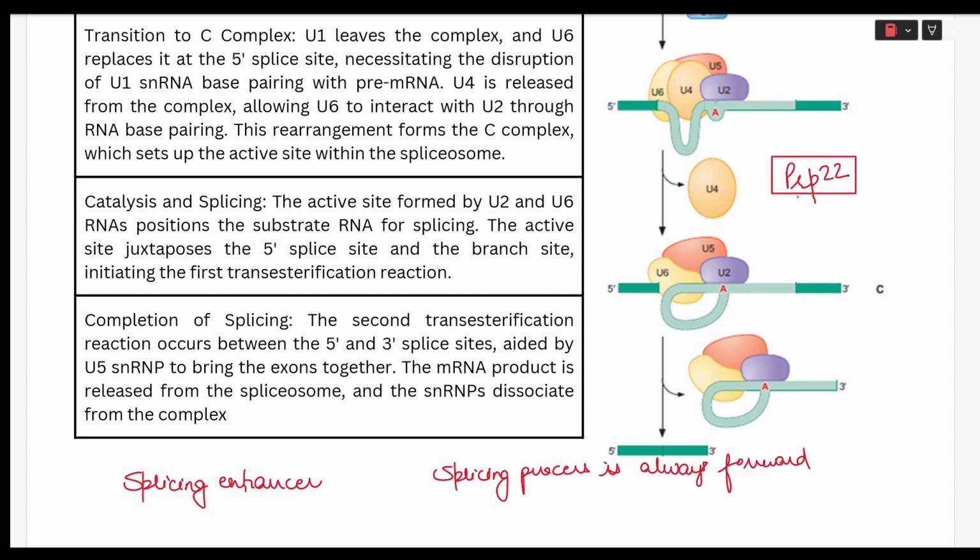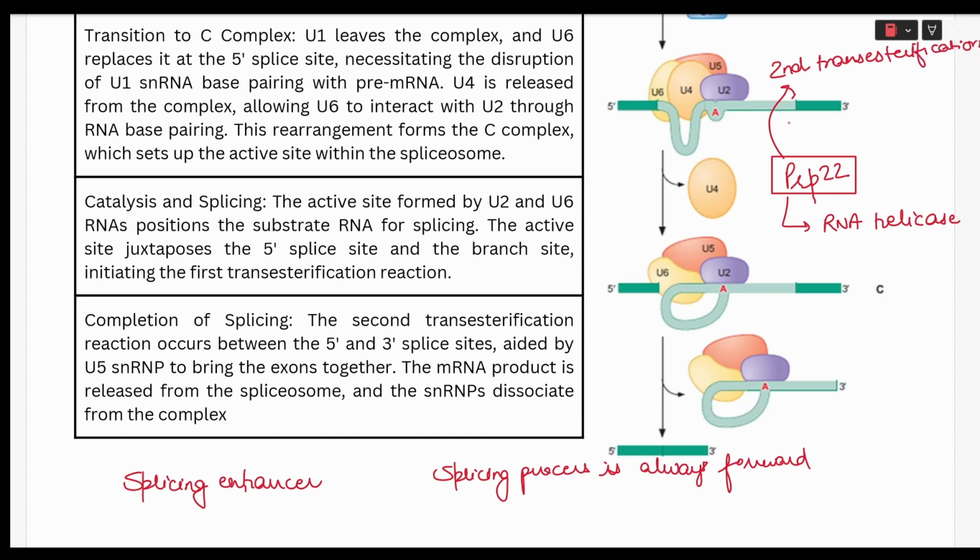This is PRP22. It is a helicase, not a DNA helicase, it is more like an RNA helicase, right? Again, it is ATP dependent, as most helicases are. And it does a lot of things. I'm just going to mention them here quickly. For example, it is also involved in the second transesterification reaction. So let's mention that, second transesterification.